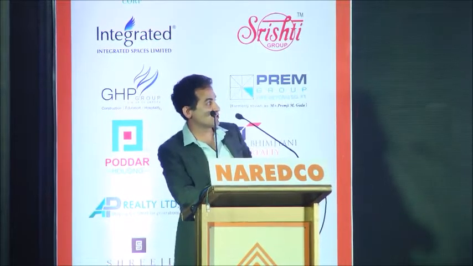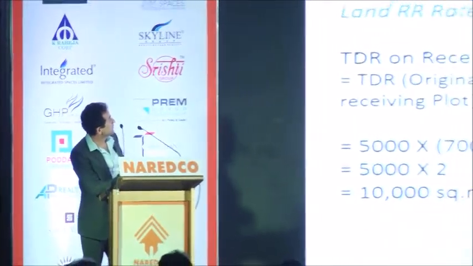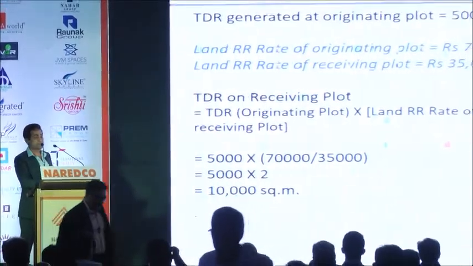Minimum road width has been changed to 9 and 12. Next. TDR is indexed, as I mentioned. Next.